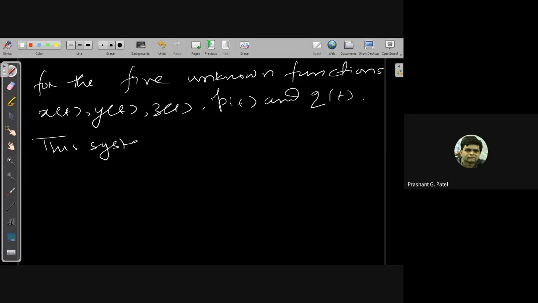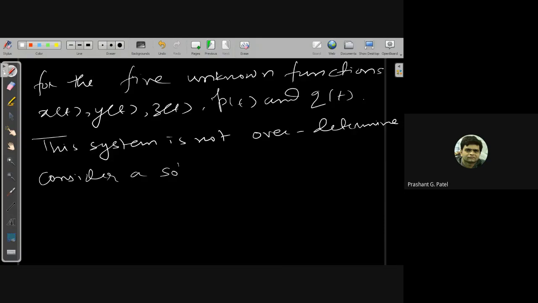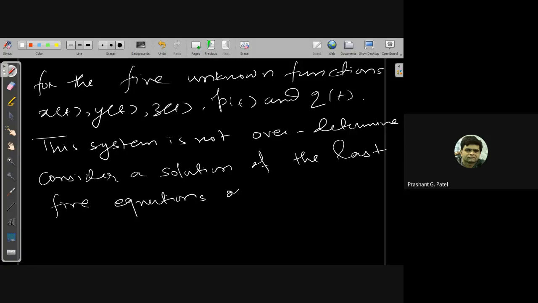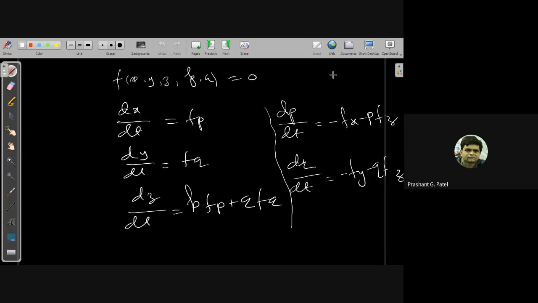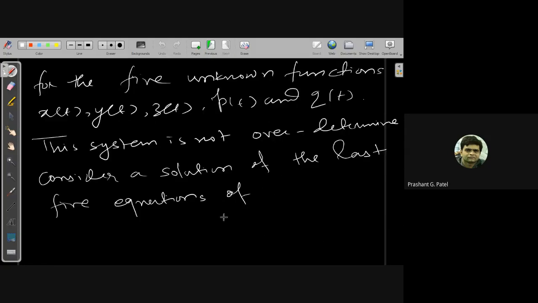This system is not overdetermined. Consider a solution of the last 5 equations. So that means whatever the differential equations we have, we can call all these equations equation number 11.